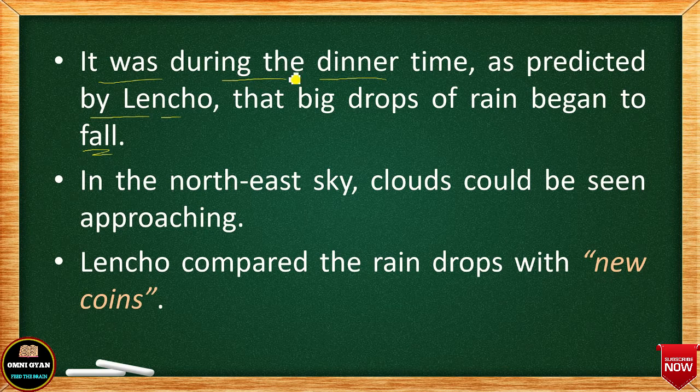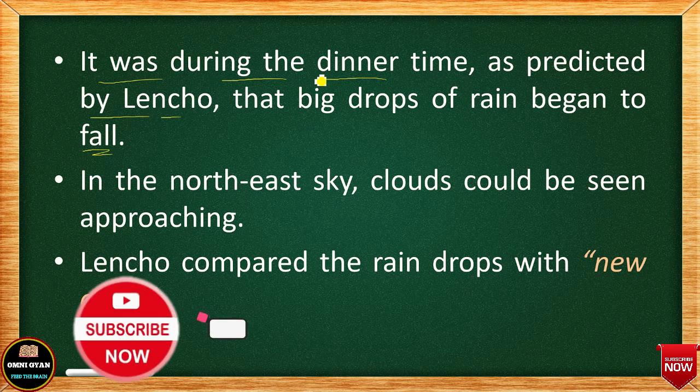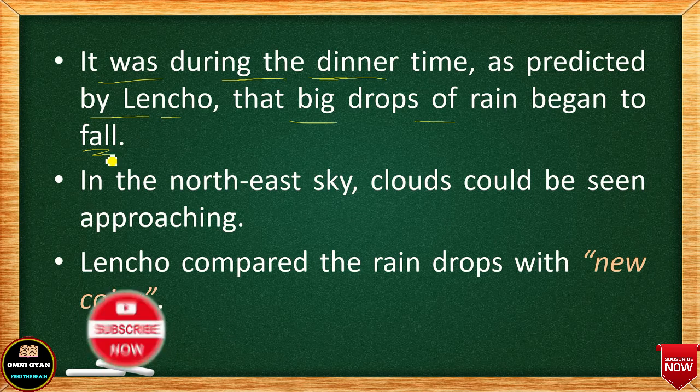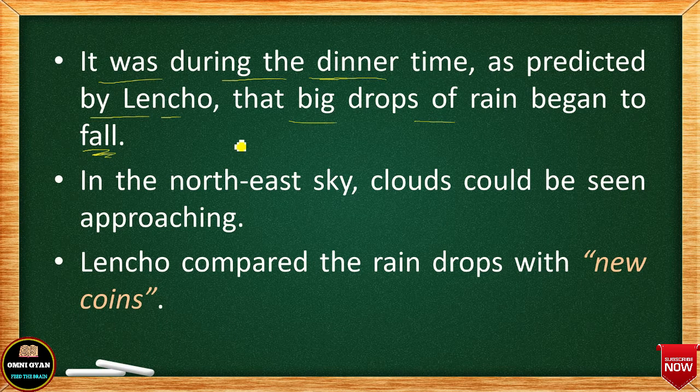So suddenly what happened when all of the boys were having dinner, at that time big drops of rain began to fall. Okay, so the long wait was over. तो बहुत दिनों का इंतज़ार अब ख़त्म हुआ और Lencho ने predict किया था कि आज rainfall होगा. Okay, Lencho had predicted actually that there could be rainfall today. So as predicted by Lencho, big drops of rain began to fall. तो बड़ा बड़ा बूंद, big drops of rain began to fall.